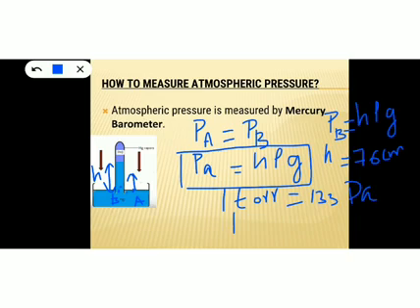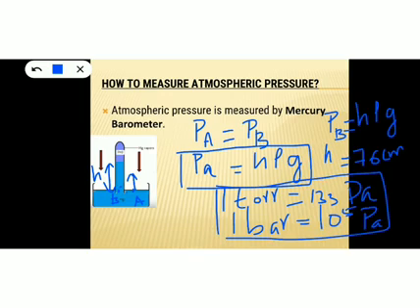And bar is also another unit of pressure. 1 bar is equal to 10 raised to 5 Pascal. So you can note down these two units. Torr and bar are also units of pressure. So 1 torr is equal to 133 Pascal, and 1 bar is equal to 10 raised to 5 Pascal. You must know the conversion of these units to Pascal. So which are the different units of pressure? Pascal, atmosphere, torr, bar. Okay.